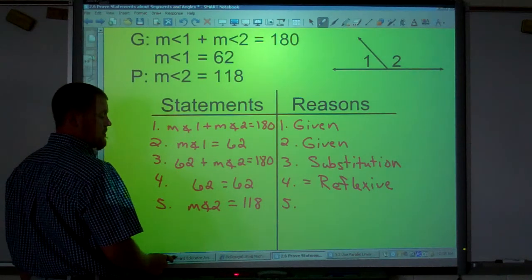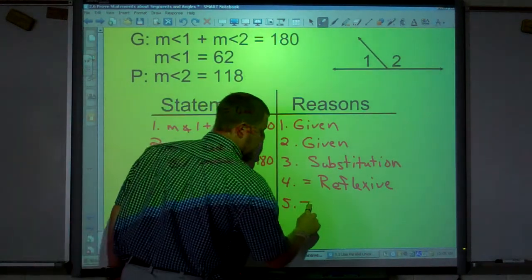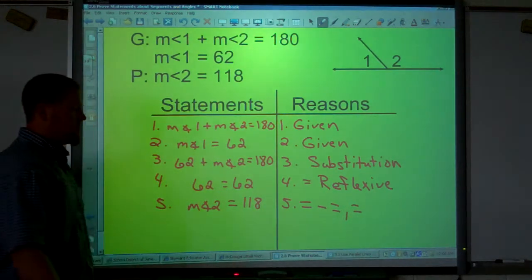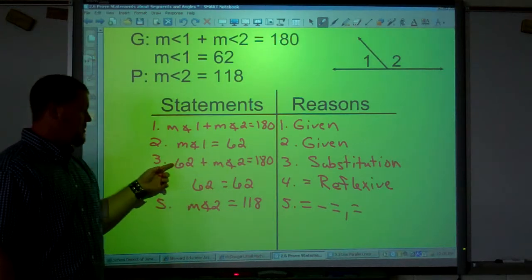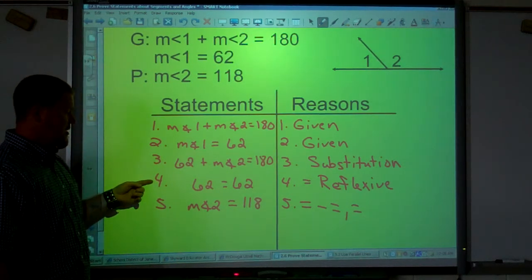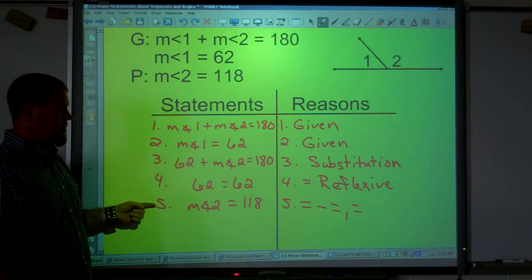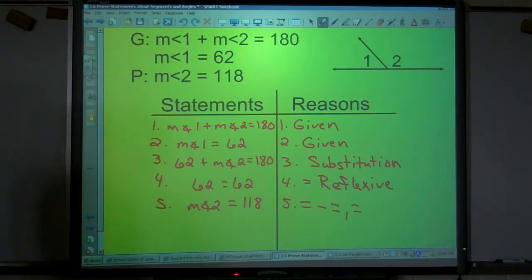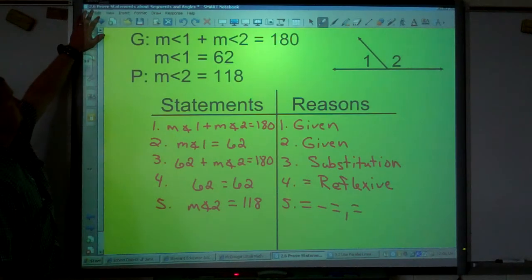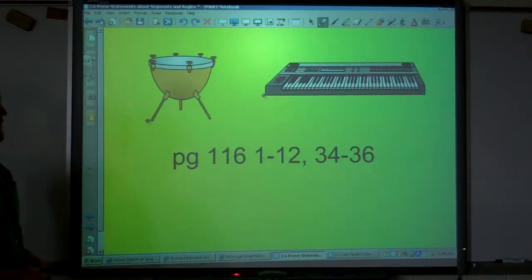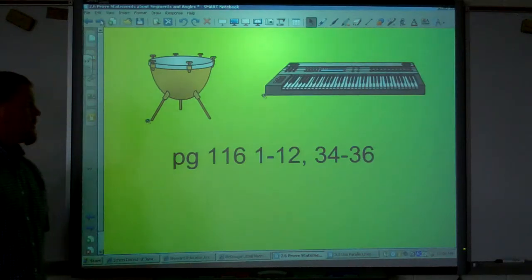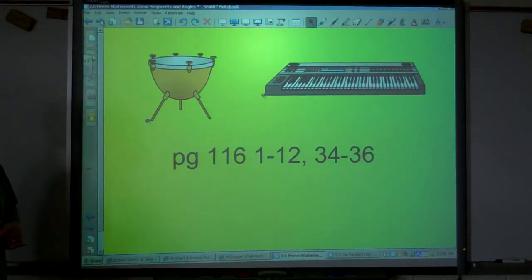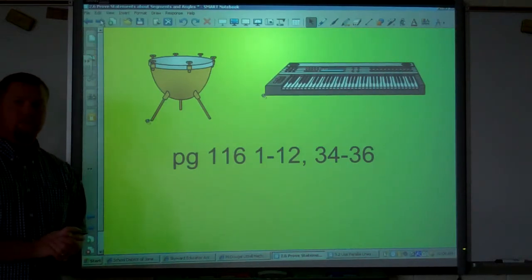What did we do there? We subtracted, right? The only subtraction rule we know, equals minus equals, the result is equals. Took an equal statement, minus an equal statement, the result is an equal statement. And that is my lesson today for proving statements about segments and angles. Thank you.